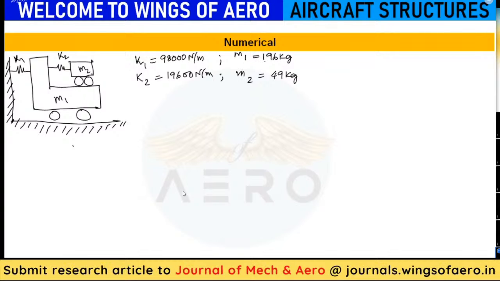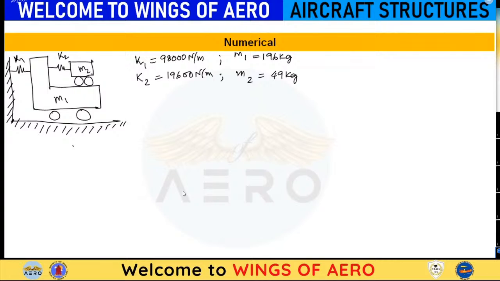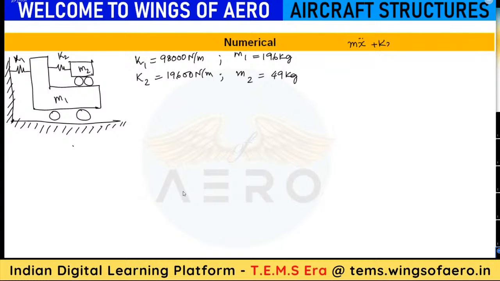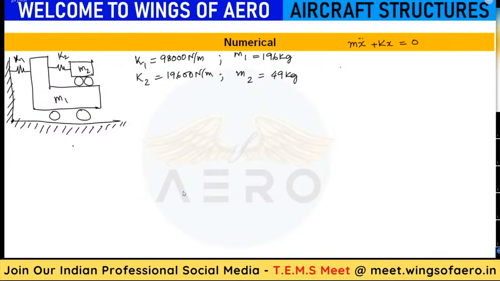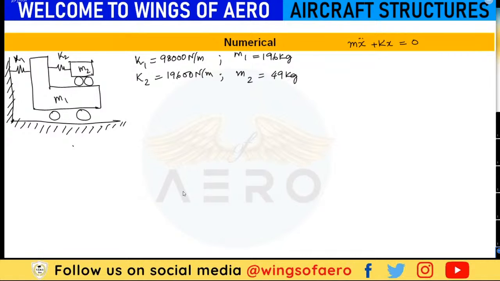All right, first and foremost, what you have to do here is find the free body diagram. That is one equation you have to frame. Here we don't have any kind of damping, so the damping will be 0. This is a basic formula: m x double dot plus c x dot plus k x equals 0. So what will be the equation for the first one? When we are writing for mass 1, what will be the equation?